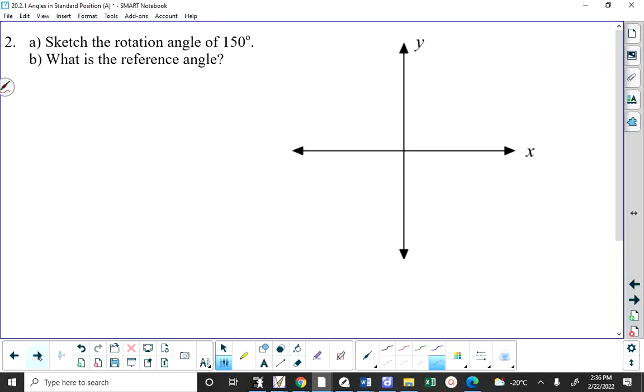Number 2, sketch a rotation angle of 150 degrees. So I want you to use your calculator and all your knowledge of where 0 is, where 90 is, where 180 is, etc., to decide how best to sketch this. Like how, we know, I hope it's in quadrant 2. It's going to be in quadrant 2. But where in quadrant 2? Is it halfway? Is it closer to one axis than the other?